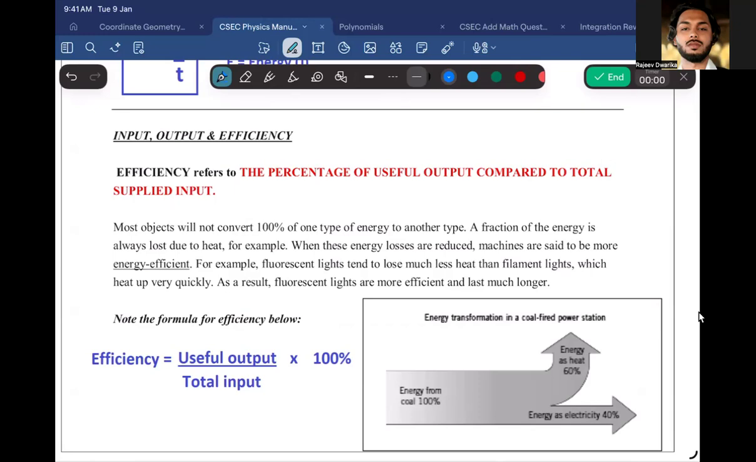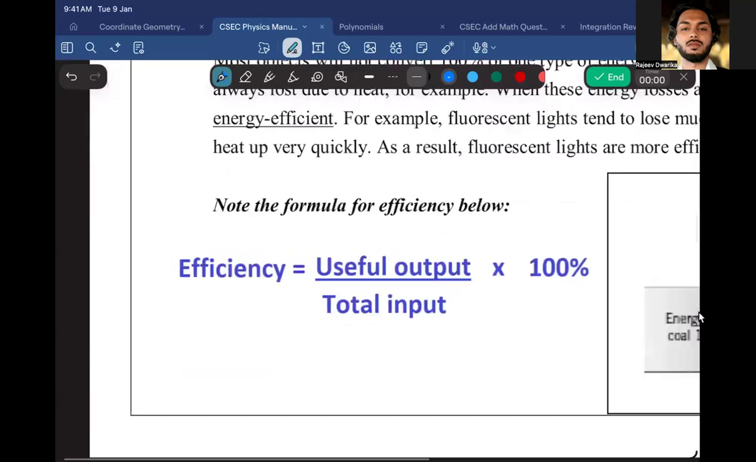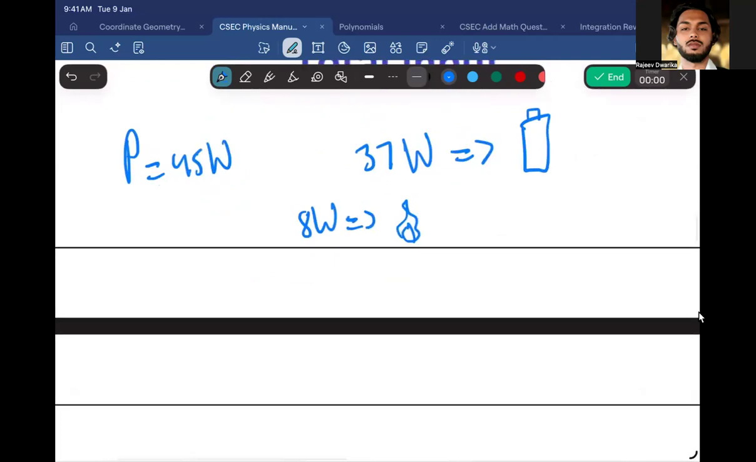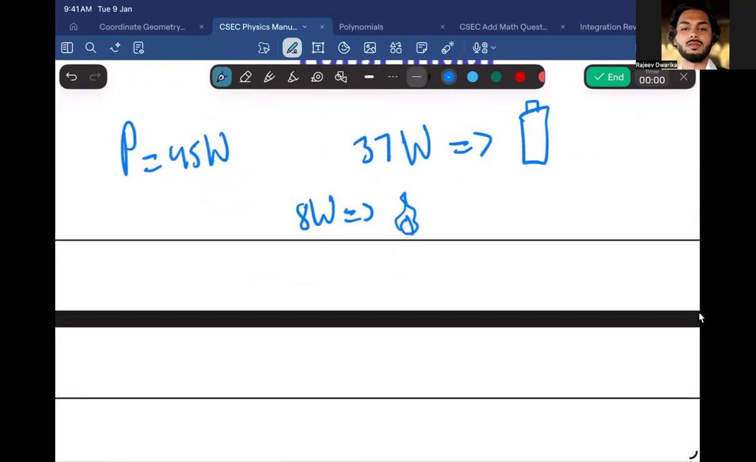So Shina, let's just say your charger is 45 watts. Did you know that power is measured in watts? Yes, sir. Okay, let's just say your charger has a power of 45 watts. Let's just say only 37 out of the 45 is being used to charge your phone, right? And the rest, which is 8 watts, is being produced as heat. How can we calculate the efficiency of this thing? Without even looking at the formula, how do you think we could find the efficiency of this thing? What do you reckon?